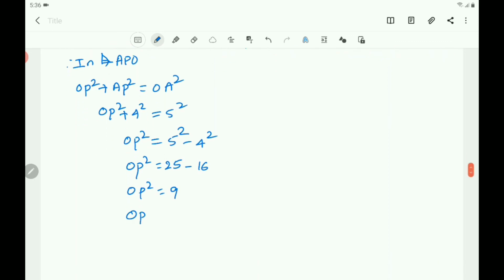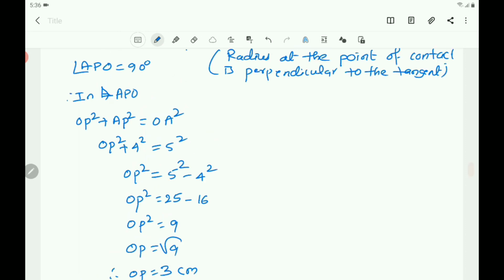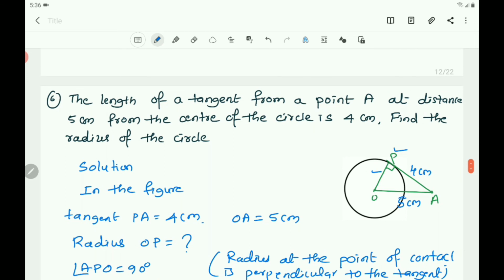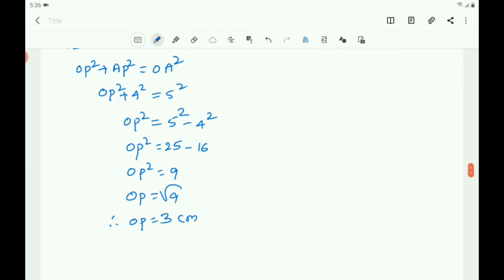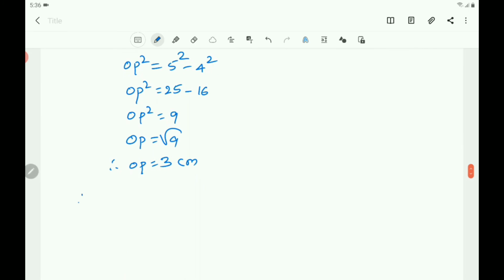Then OP equals root 9. Therefore, OP equals 3 centimeter. How much is it? It is 3 centimeter. So, what is the radius of the circle? OP is nothing but the radius. Therefore, you can write, radius is how much? 3 centimeter. Radius is 3 centimeter.